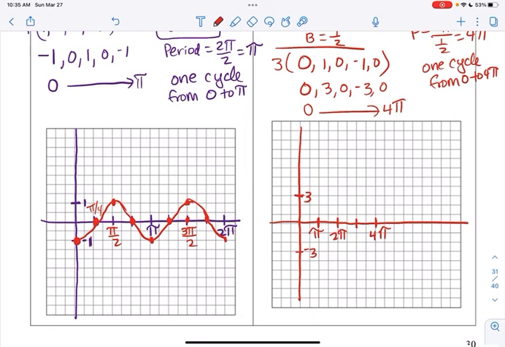That would be fine. So here are my critical values, and I should probably do it in a different color. 0, 3, 0, -3, and 0. See how I have one complete cycle between 0 and 4 pi. So figure out your critical values, figure out what's the period of that, and then just label your graph accordingly. That's really just the bottom line, is putting those numbers on your graph accordingly.